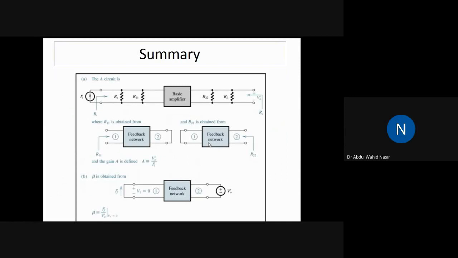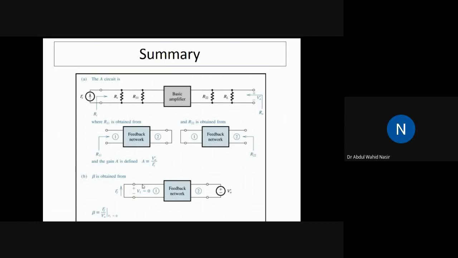So this is the summary. Here in this summary, you have been shown how to find R11, R22 exactly, and then how to find the gain A, that is V naught dash by I dash. Here you can see in this circuit diagram, this one is V naught dash and this is I dash. Clear? And similarly, you can find beta from this circuit diagram.